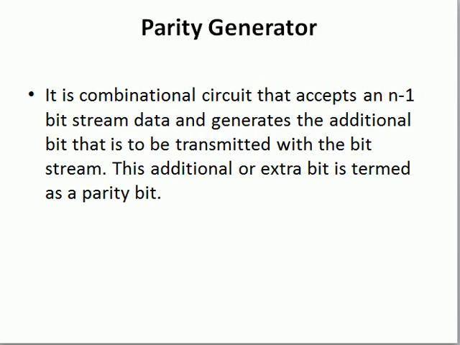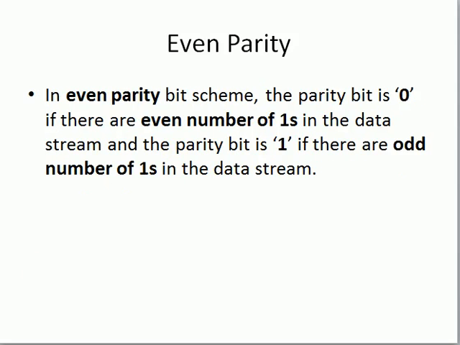Now we see what the even parity is. In the even parity bit scheme, the parity bit is 0 if there is an even number of ones in the data stream. For example, when we see the truth table of the half adder, if we have 2 inputs A, B and both are 1, 1, then the sum is equal to 0. That's why we say that the parity bit is 0 if there is an even number of ones in the data stream, and the parity bit is 1 if there is an odd number of ones in the data stream.